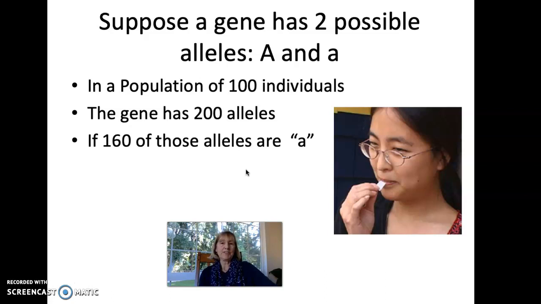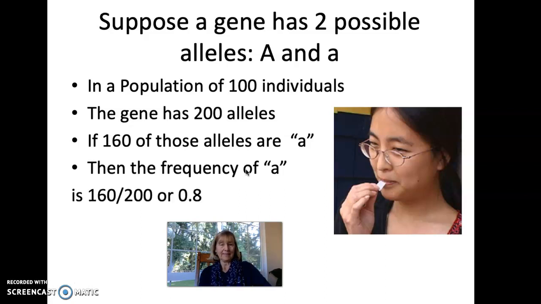Let's say that 160 of those in this population are little a. Okay? So then the frequency of that little a is 160 over the total possible, which is 200. So the frequency of that little allele, little a, is 0.8. And that's what we are going to measure when we think of allele frequencies.